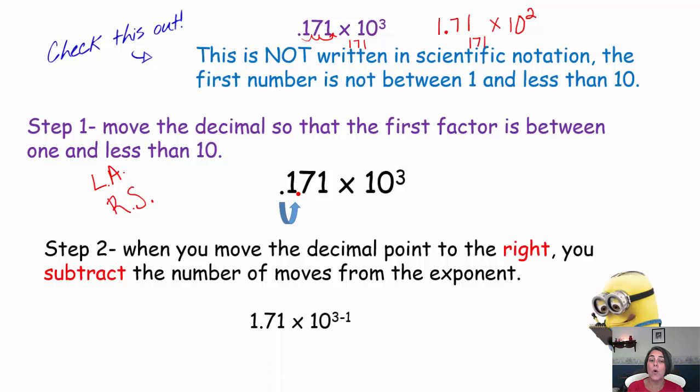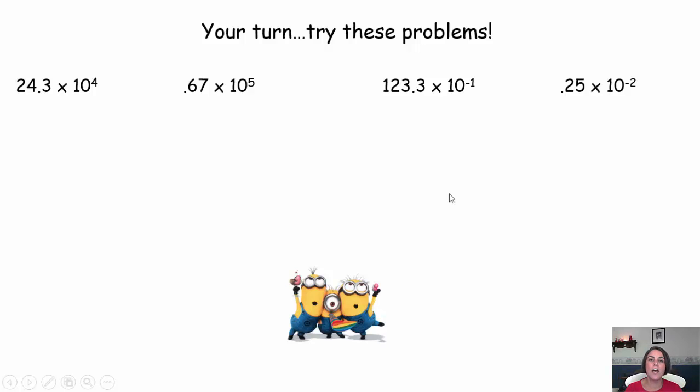So in this case, 0.171 would have to become 1.71 times 10 to the 3 minus 1. So if you have to move that decimal point to the right, you're going to want to take that exponent and subtract off however many places you need to move. I want you to go ahead and try a few of these on your own. So take a minute, pause the video, try these out, and come on back and we'll check your answers.